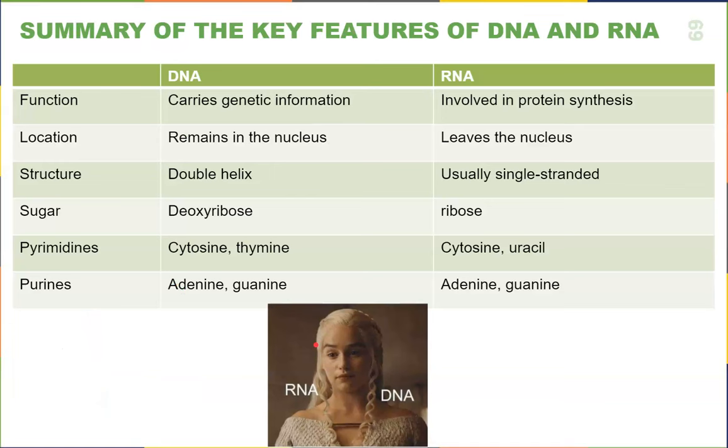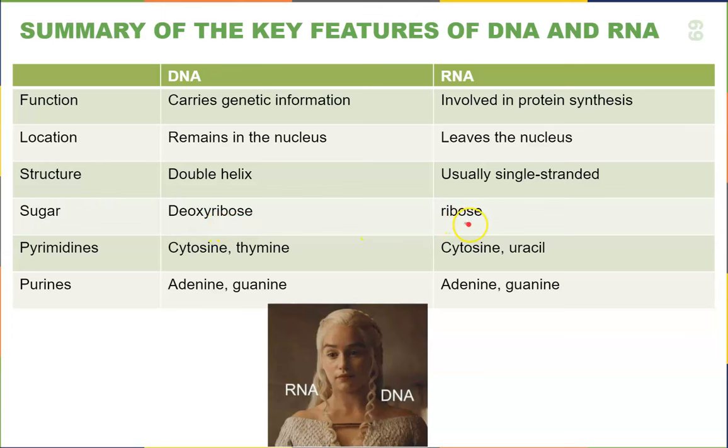So here's just a compare and contrast of DNA and RNA. DNA and RNA both carry genetic information, but RNA is directly involved in protein synthesis. DNA only stays in the nucleus when we're talking about eukaryotic cells. It's only going to stay in the nucleus. The RNA can enter and leave the nucleus. DNA is a double helix, like her hair, and then RNA can be a single helix or single-stranded.